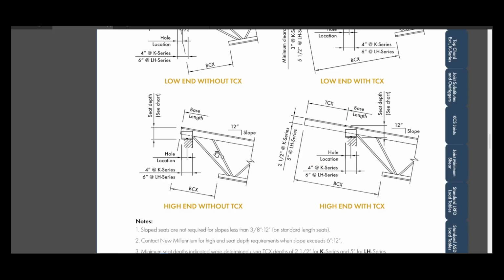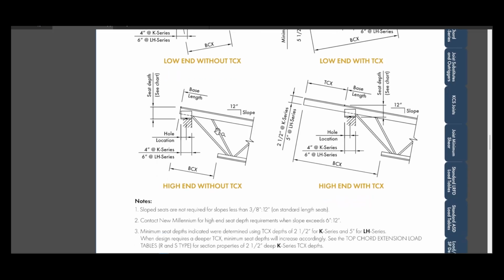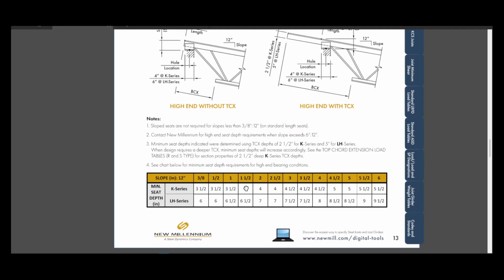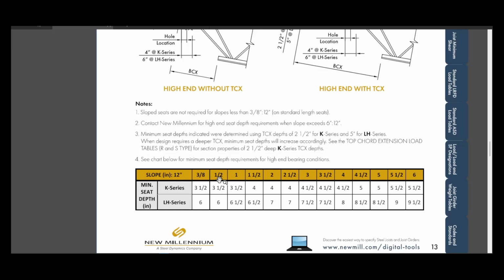Whenever we have the condition of high end without top chord extension and high end with top chord extension, where the slope is more than 3 by 8 per feet, for the seat depth of the high end of joist, we need to follow this table based on the slope of the joist, like 3 by 8 per feet or 1 inch per feet. We need to follow the noted bearing seat depth. Just for example, if the slope is half inch per feet, then the bearing seat depth for the K series joist will be 3.5, and if the slope is half inch per feet for LH series, then on the high end of the joist, the bearing seat will be 6 inches.